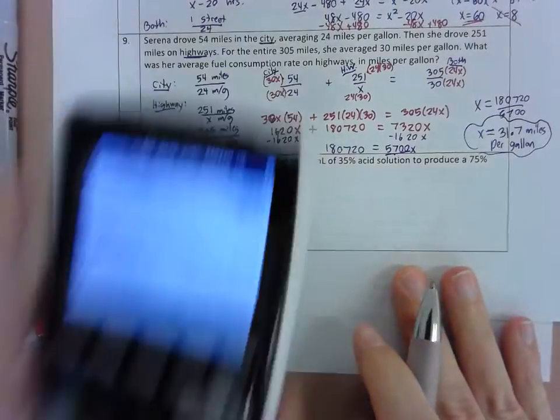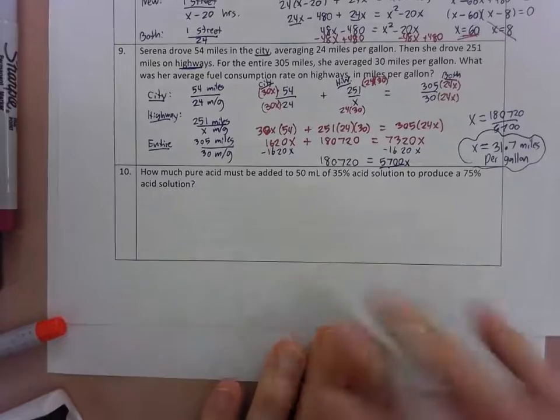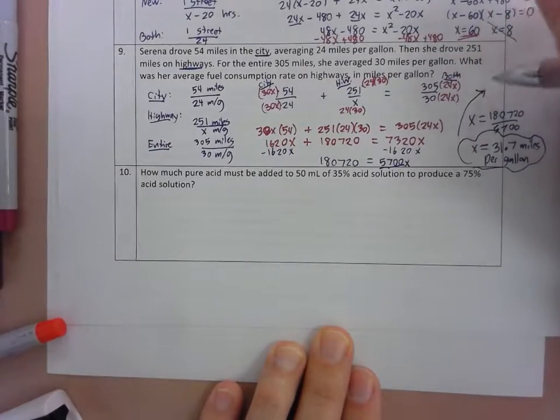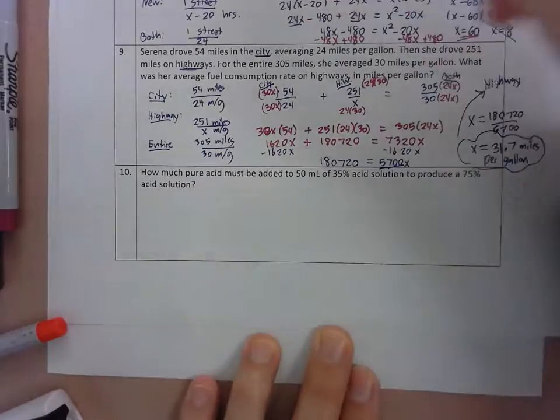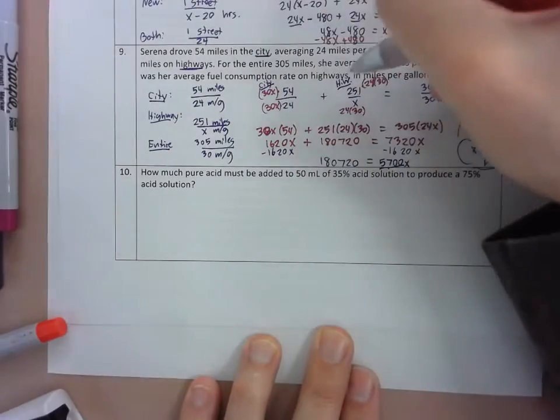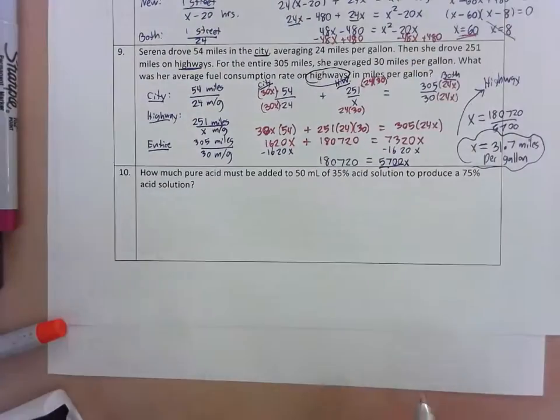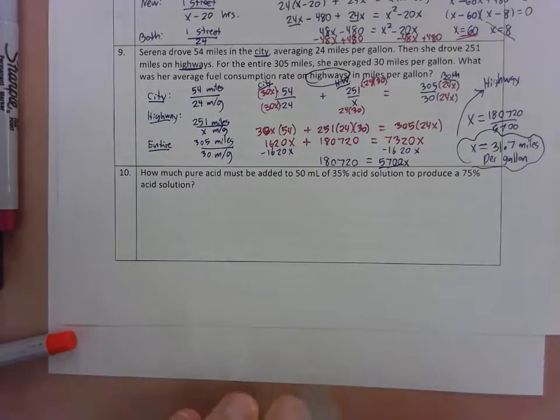So that's how you do it. So that's going to be her highway driving. So let me label that here. That's going to be highway. Since the question wants to know what is her average fuel consumption rate on highways? 37.1 miles per gallon. And of course that should make sense.